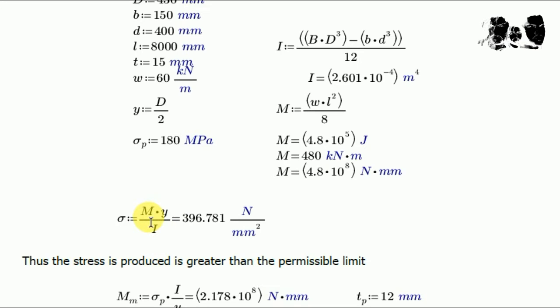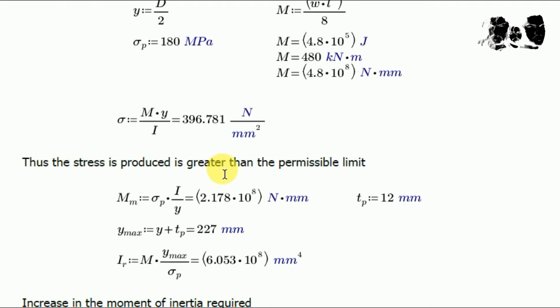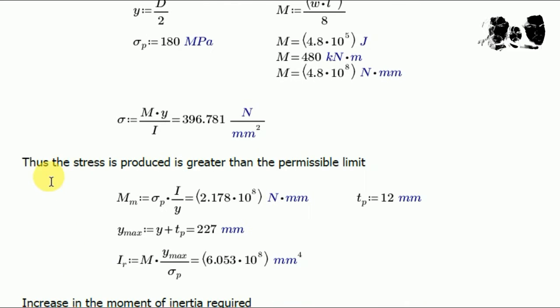Now move forward. We have the bending equation, which is sigma equal to M y upon I. We put the value of M, while the value of y is equal to capital D by 2, which is 430 upon 2, so 215, and the value of I, the moment of inertia, is already there. The value comes as 396.781 Newton per mm square. This is the value of stress, and you can obviously see that sigma is greater than 180, far greater than 180. Thus the stress produced is greater than the permissible limit, so we have to place the plates.